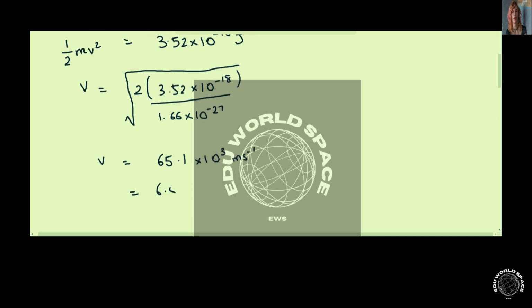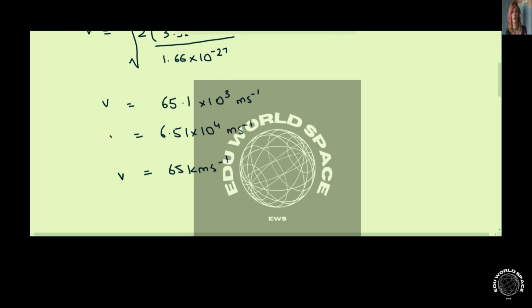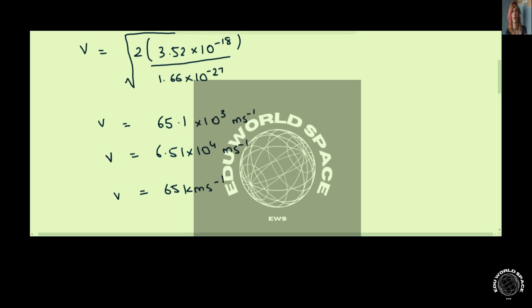or 6.51 times 10 to the 4 meters per second if you prefer scientific notation, or 65 kilometers per second if you prefer that particular unit. And these are our required answers.